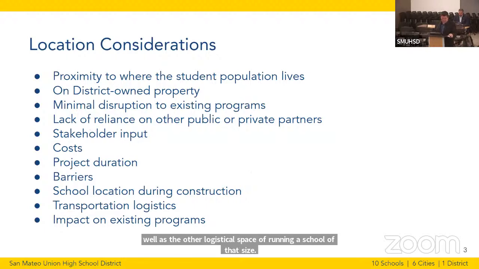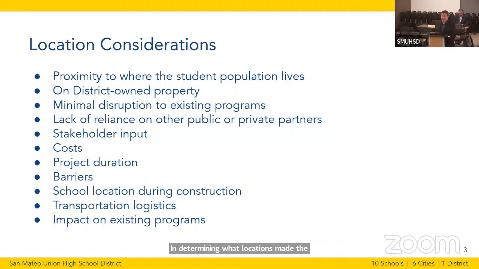In determining what locations made the most sense, we looked at several factors, including, and I'll highlight the first one, being the proximity to where the student population lives. We also looked, obviously, at several factors, but some key ones were that it was on district-owned property, which is important because we can control what we do on those properties, and we don't have to spend the several years, as this board knows, to acquire property and what that takes.